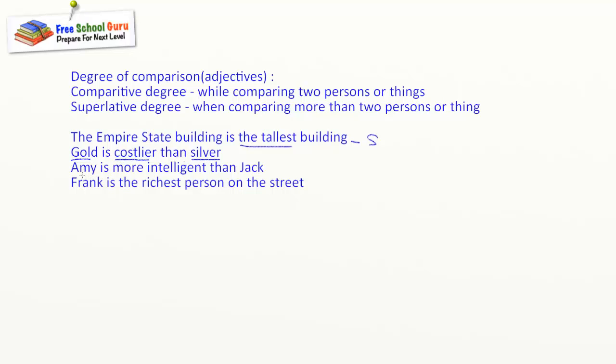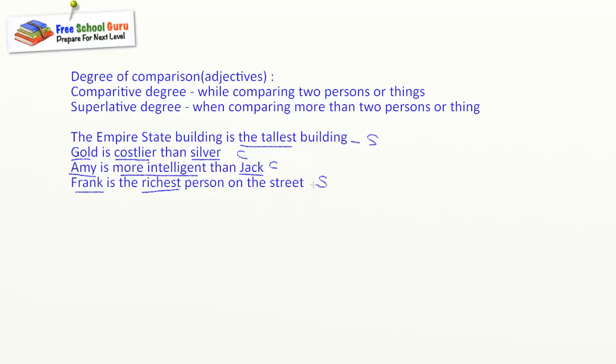Next, Amy is more intelligent than Jack. Again, we are comparing two people and we are saying one of them is more intelligent than the other. So comparison is between the two people. So both these sentences, they are using comparative degree of adjective. Look at the last example. Frank is the richest person on the street. We are definitely talking of more than two people here on the street. There are a number of people who live on the street, and Frank is the richest of all. So which means this is a superlative degree of adjective.